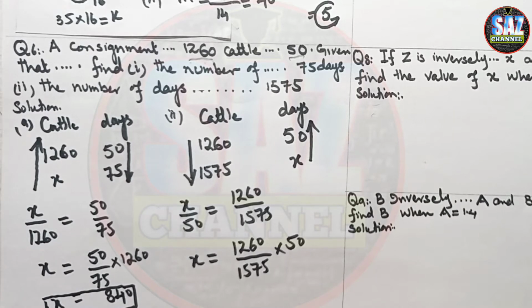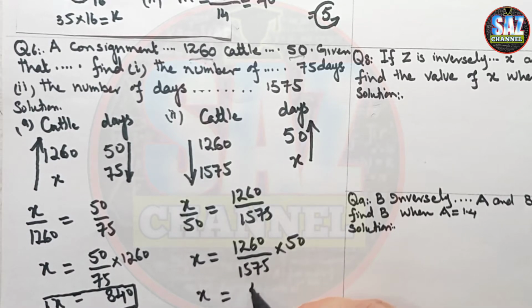So now you can hold the calculator. 1260 multiplied by 50 divided by 1575, and this will give me 40. So X will be equal to 40 days. And this was the cattle question. I hope you are clear about this situation.